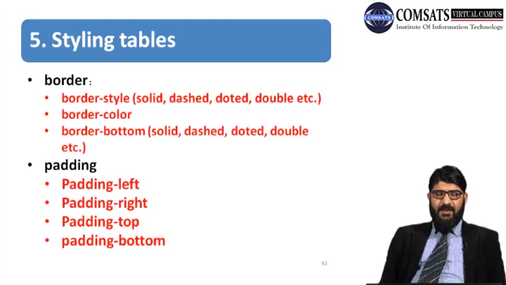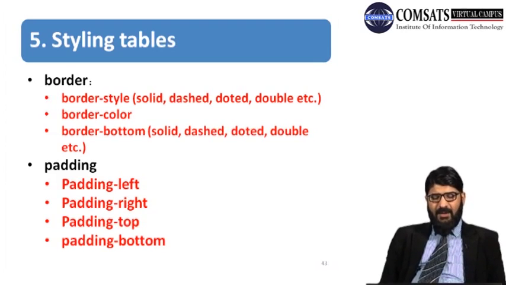Border. The border is basically the property in the table that adds the border. So you can mention the border style as either solid, a complete line outside the table, or dashed, a line with spacing outside the border, or dotted, or double line. So this you have to mention in the border style. This is the first property for the border.